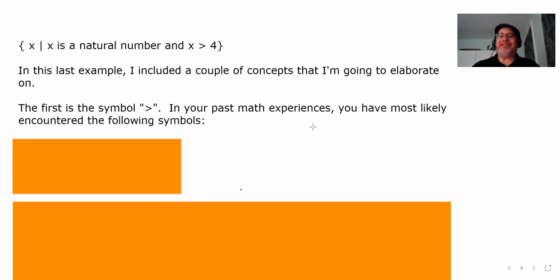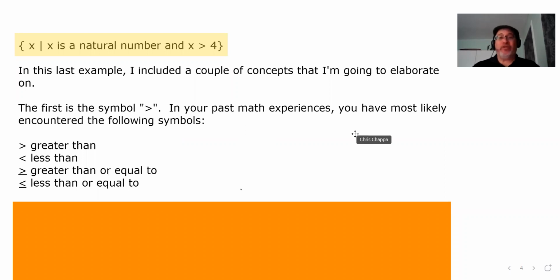And if you notice, I've got the same set in set builder notation right here, the set of X's such that X is a natural number and X is greater than 4. In this last example, I included a couple of concepts that I'm going to elaborate on. The first is the symbol greater than. In your past math experiences, you most likely have encountered the following symbols. The symbol for greater than, the symbol for less than, the symbol for greater than or equal to, and the symbol for less than or equal to.